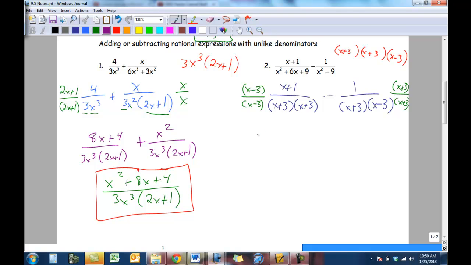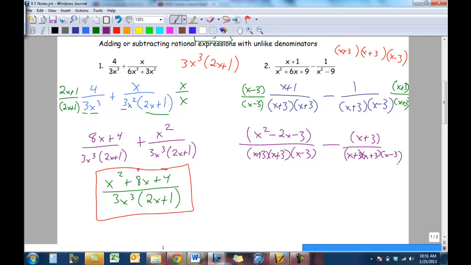The top's going to FOIL out to x squared minus 2x minus 3 over (x plus 3)(x plus 3)(x minus 3), minus, now 1 times this is just (x plus 3) over (x plus 3)(x plus 3)(x minus 3). So we got a common denominator, so we can subtract these.